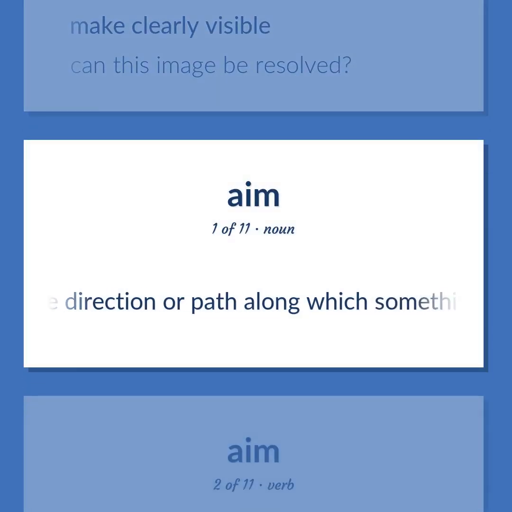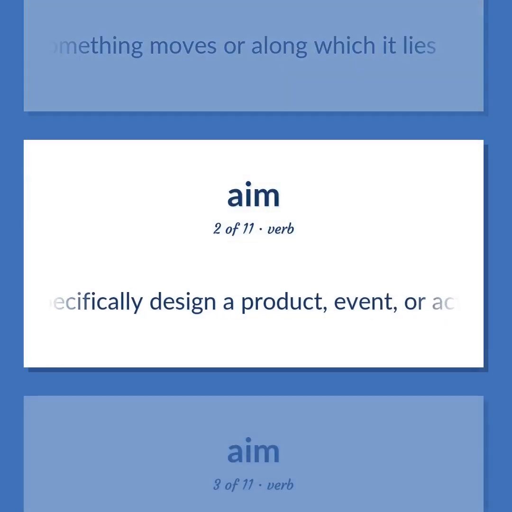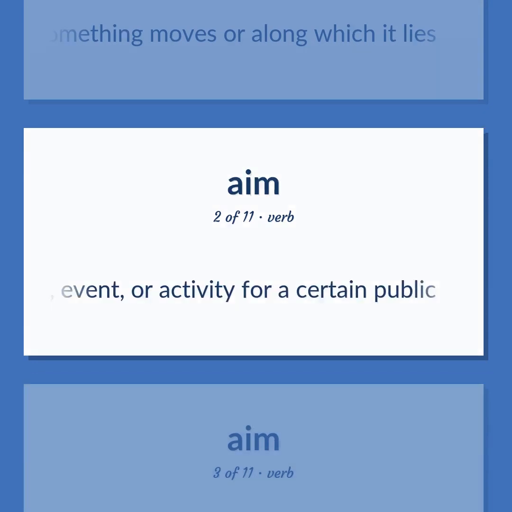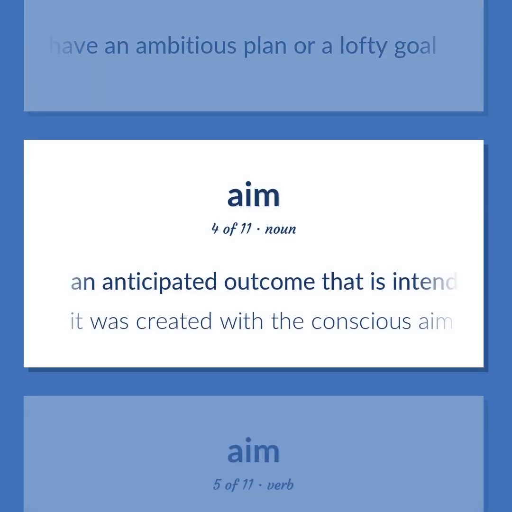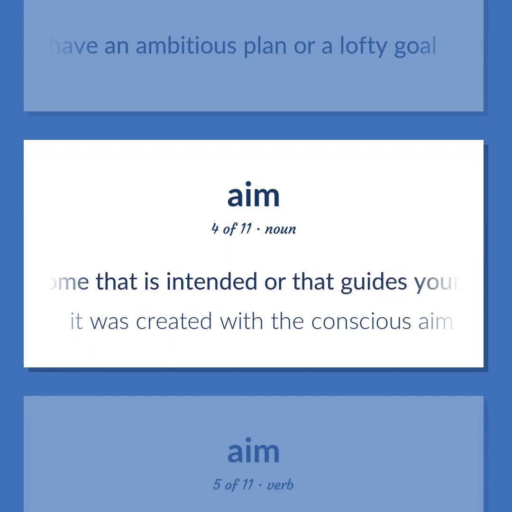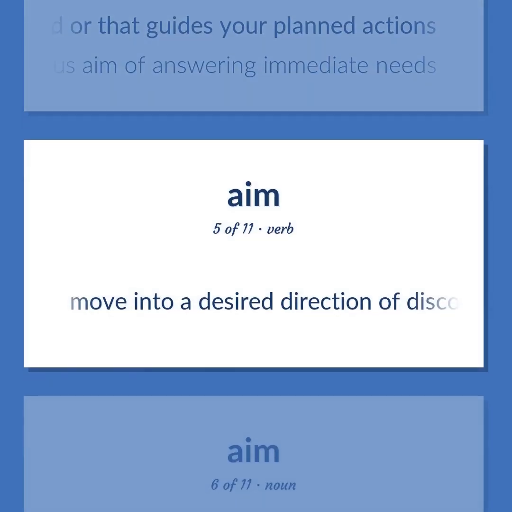The direction or path along which something moves or along which it lies. Specifically design a product, event, or activity for a certain public. Have an ambitious plan or a lofty goal. An anticipated outcome that is intended or that guides your planned actions. It was created with the conscious aim of answering immediate needs. Move into a desired direction of discourse.